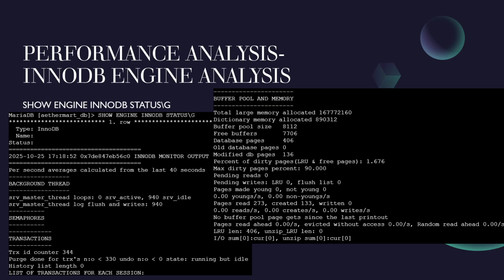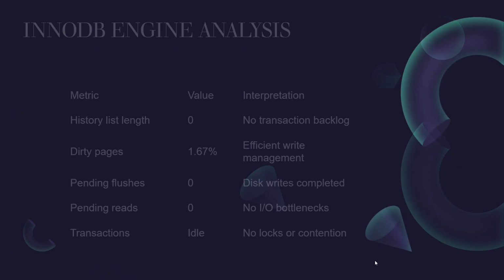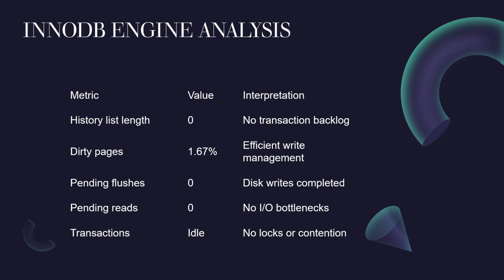Then we ran SHOW ENGINE INNODB STATUS\G. Here we have some screenshots, and here we have a summary table. We can see that this output comes from the command shown before, which provides a detailed internal snapshot of the InnoDB storage engine. From this report, we can confirm that the database engine is healthy and performing efficiently.